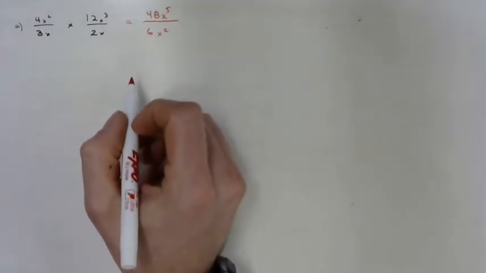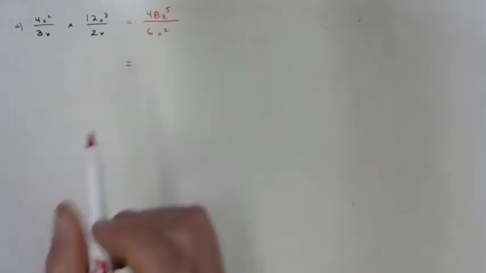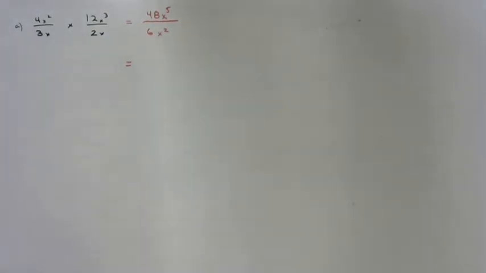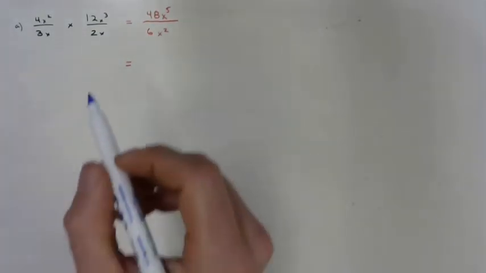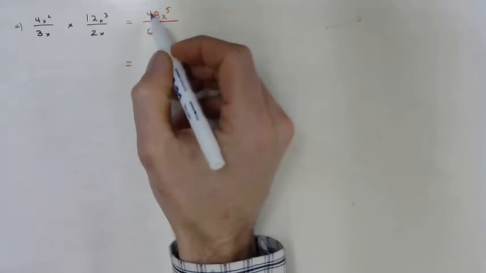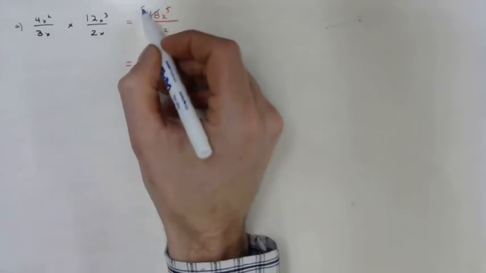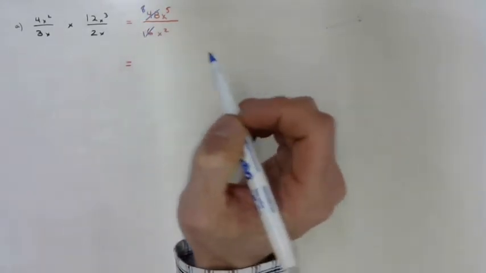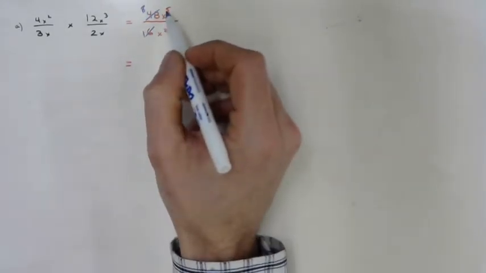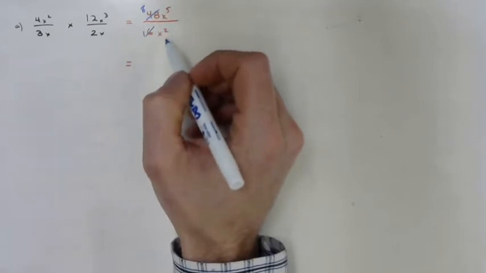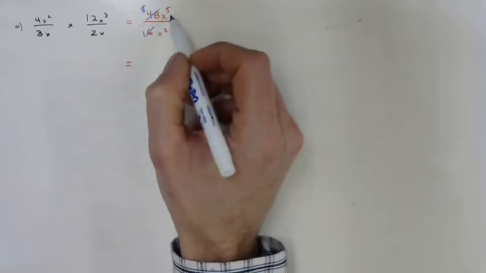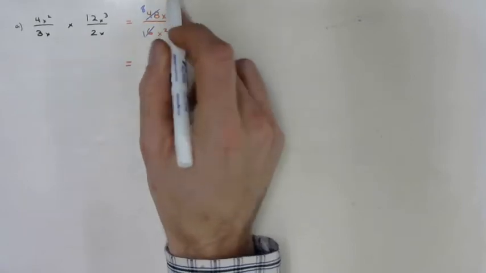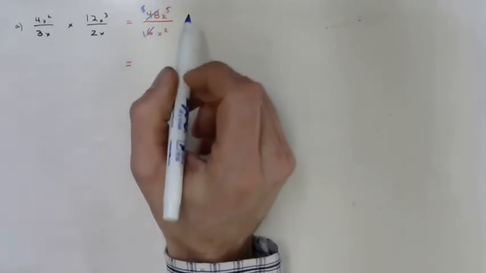How do I simplify this? Look for common factors that I can pull out of the numerator and the denominator. I see 6 is a factor of both. So 48 divided by 6 leaves me with 8 and 1. And 5 factors of x divided by 2 factors of x. How many factors of x are going to be left? 5 over 2. 5 over 2x. Okay, so we need a little bit of practice on the quotient rule of powers.